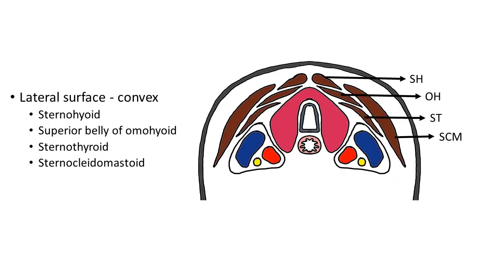As we saw while doing the diagram, the lateral surface of each lobe is convex and it is related to the muscles: sternohyoid, superior belly of omohyoid, sternothyroid, and sternocleidomastoid.